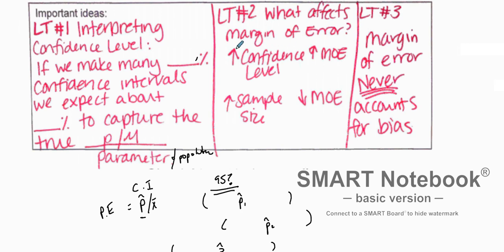Okay, so remember that confidence intervals come from a point estimate plus and minus our margin of error. Now, if we increase the confidence level, the margin of error will also increase. That means it will get wider.